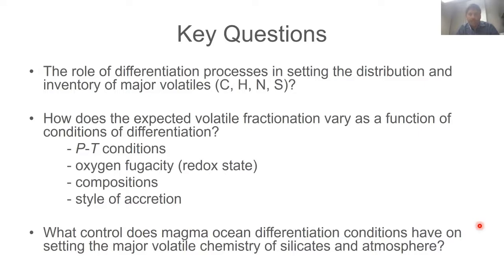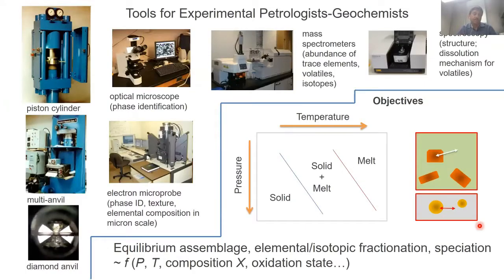The approach we are taking, there are many different approaches one can take to address these questions. The primary data sets we are trying to bring in are actually laboratory experiments. I am an experimental geochemist, a high temperature petrologist and geochemist by training. So what we do in our lab is simulate the high temperature and pressure conditions of planetary differentiation.